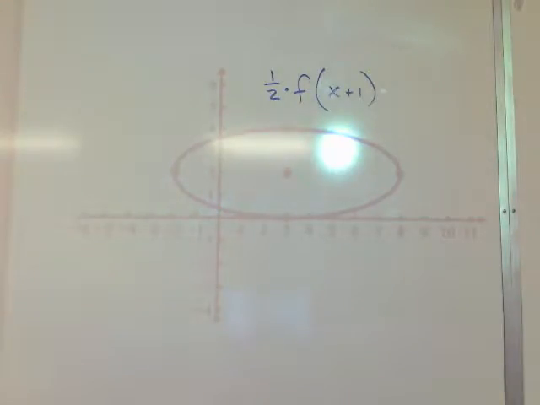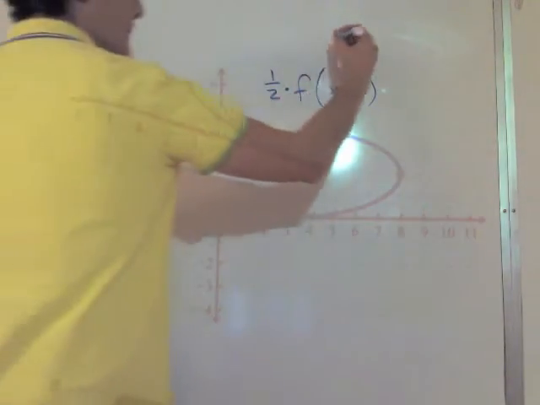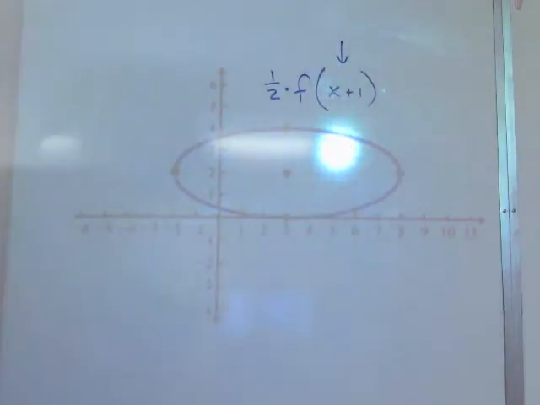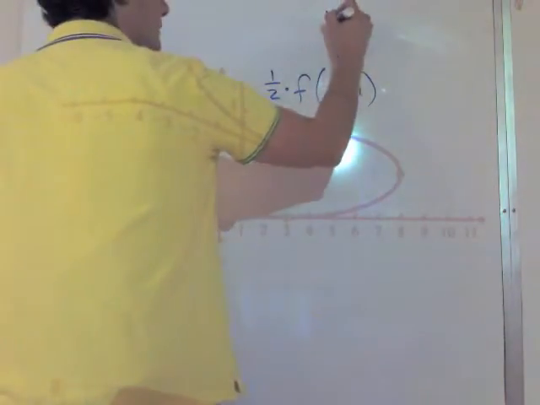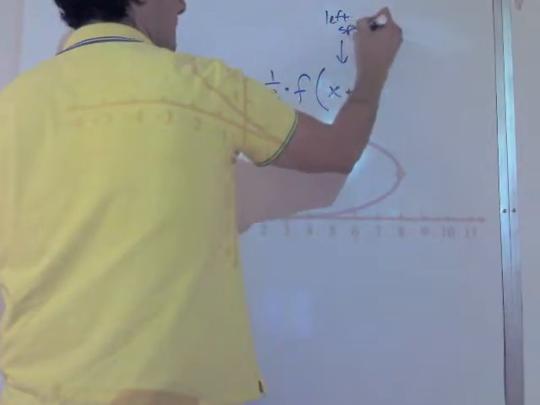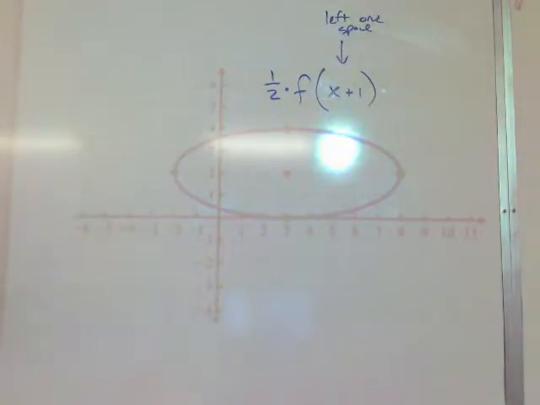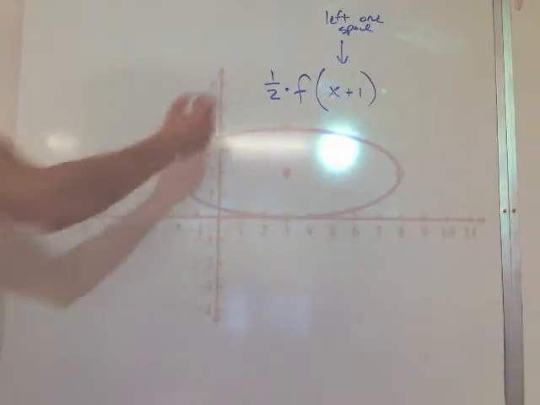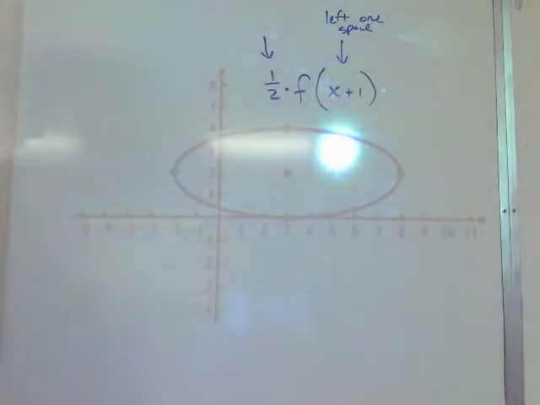Now this is going to be kind of a little awkward, okay? So we have to be extra cautious with this one. What is the X plus 1 telling us to do? Left 1 space. Now this fraction that's sitting right here out in front, here's where it gets kind of funny, okay? This is going to be the most complicated move of the day. But if you can handle it, you should be good to go with everything.